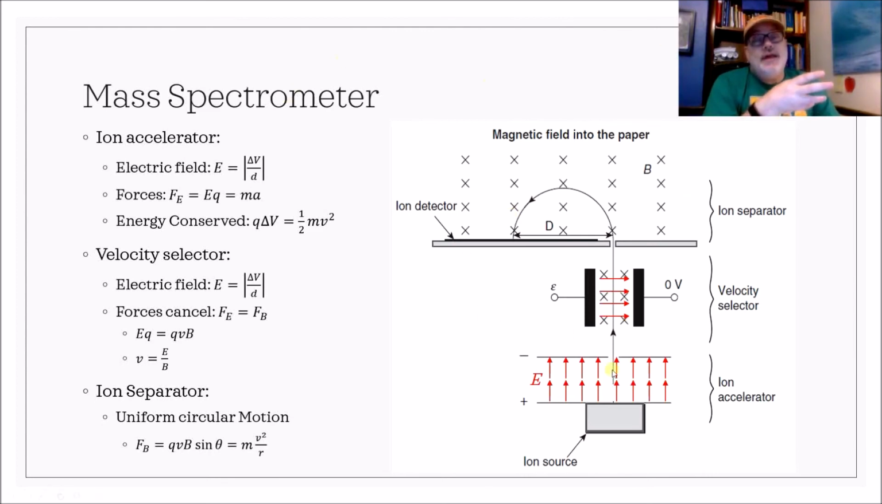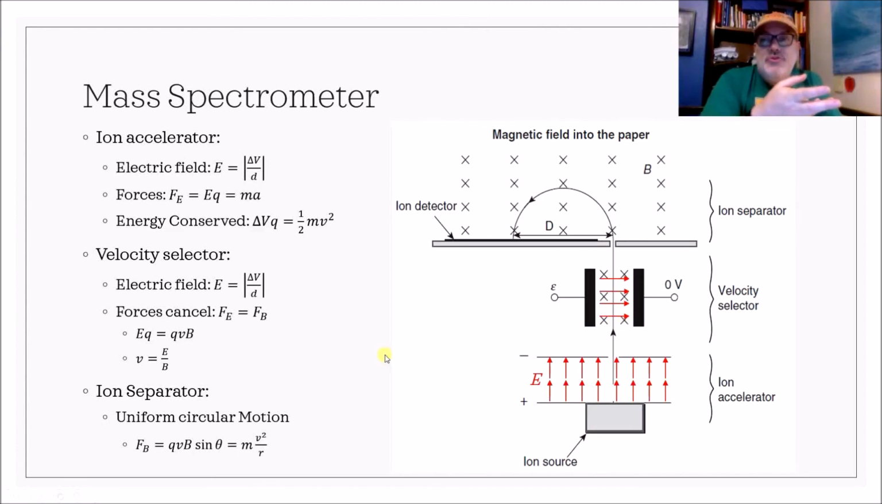Okay, so now let's take a look at the different parts of this in a little more detail. So the ion accelerator area. Remember, there's an electric field between the plates. Remember, it is not radial geometry. So we have to use electric field equals delta V over d, the distance between the plates. And then in this area, we can find the force on the charge and the acceleration of the charge if we wish by, remember, the electric force equals EQ, and that equals MA. And then we could use kinematics to find its velocity on the other end when it launches through the hole.